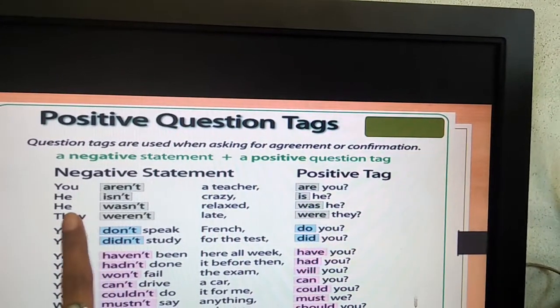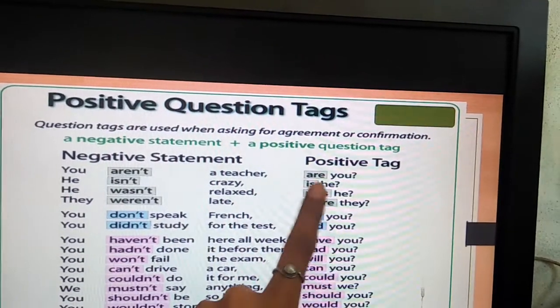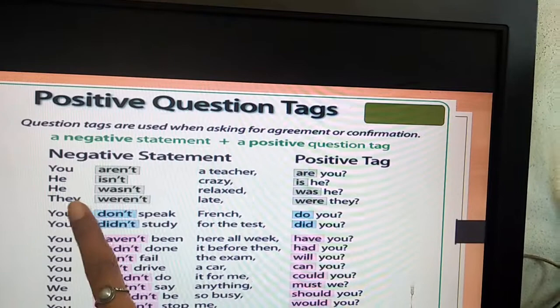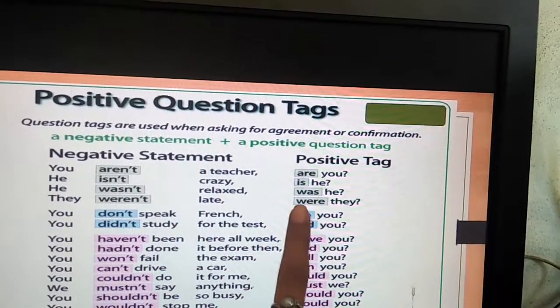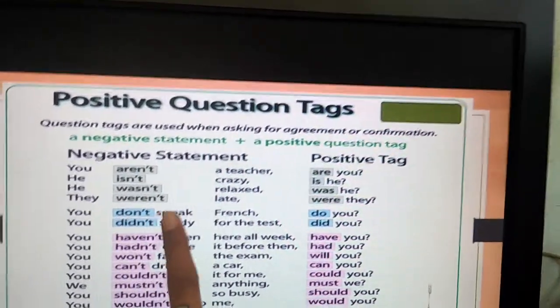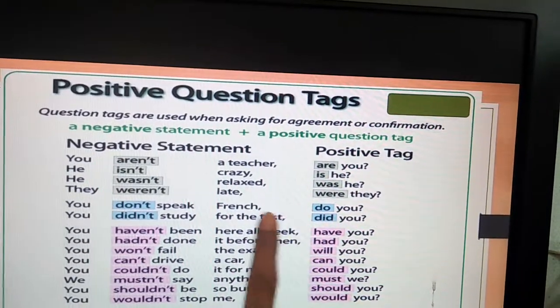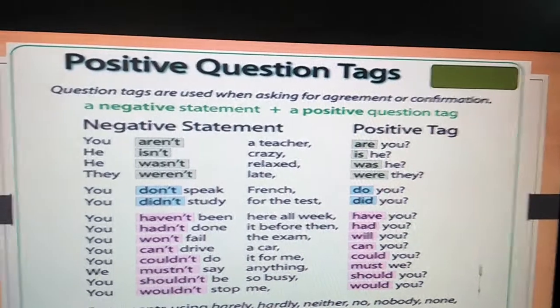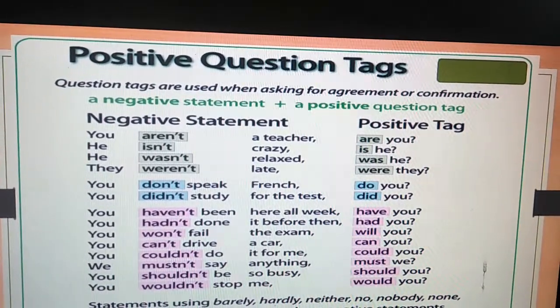Next sentence. He isn't crazy. Is he? Again, isn't we have to make it into positive is. He wasn't relaxed. Was he? They weren't late. Were they? So these four statements are with the to be's verb forms.